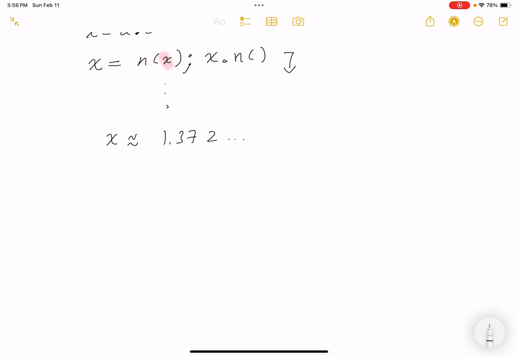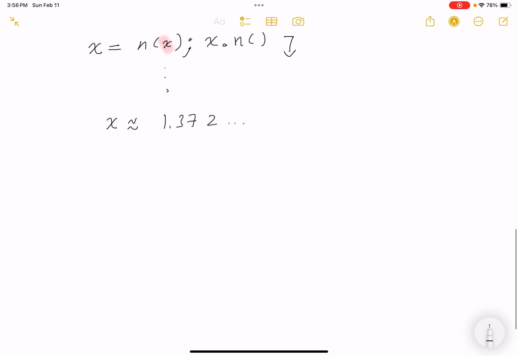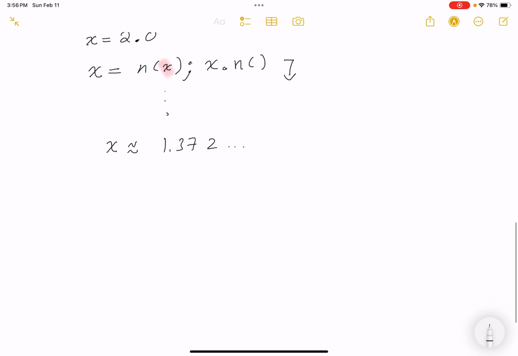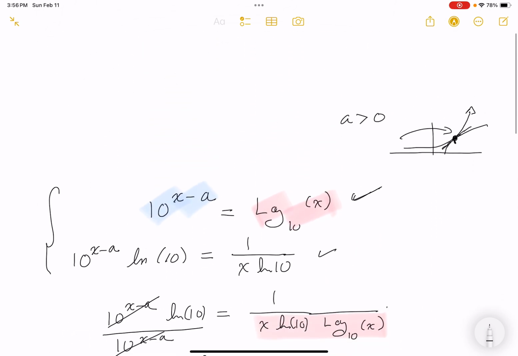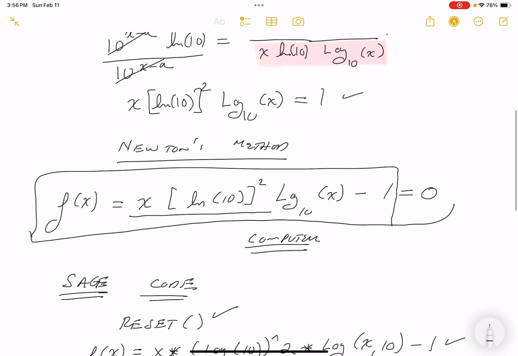1.372. I'm not going to write it down, but I'll do it in Sage for you so you see what it looks like. Then someone says, is that what you wanted? No, that's not what I wanted. I wanted the a. Now, really what I found out was that the x over here, it wasn't 2 like I thought it was. It was actually 1.37, yada, yada, yada. All right? But I want to get the a.